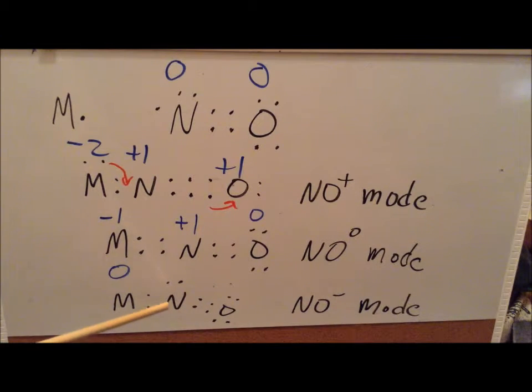The nitrogen in the center, it has a total of 2 lone pair electrons, 2, 4, 6 bonding electrons. So it has 5 valence electrons. 5 minus 2 is 3. 1/2 of 6 is 3. So we end up with a formal charge on the nitrogen of 0.